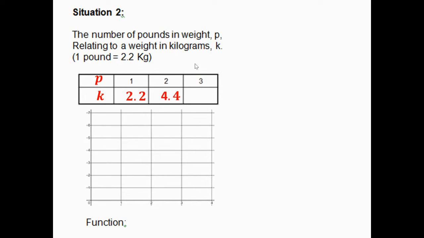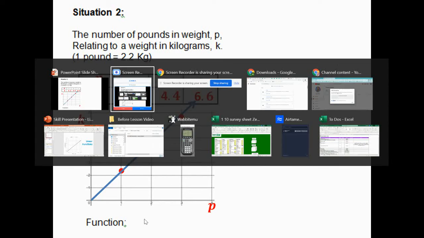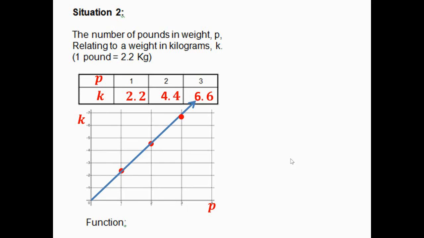Okay, 1 pound equals 2.2 kilograms, so 2 pounds is 4.4, so 3 pounds is 6.6. Direct variation, if you plot the points, you get a relationship that looks like this, passes through 0. And again, it's kilograms here. Okay, the model here should be weight in kilograms based on weight in pounds is 2.2 times p.